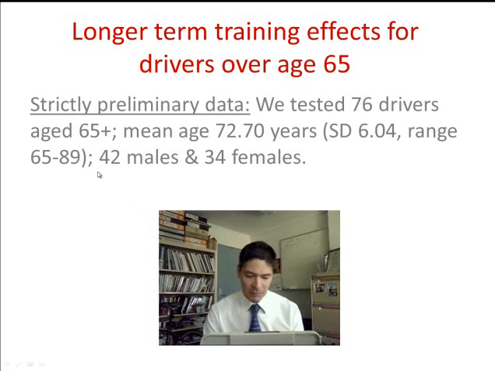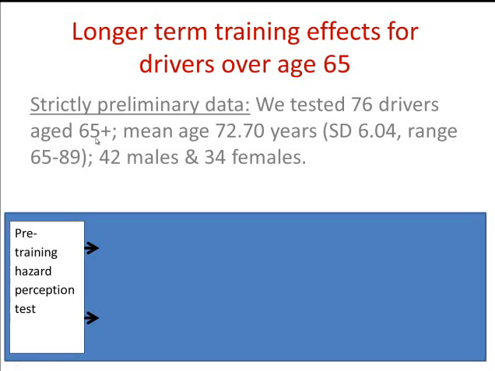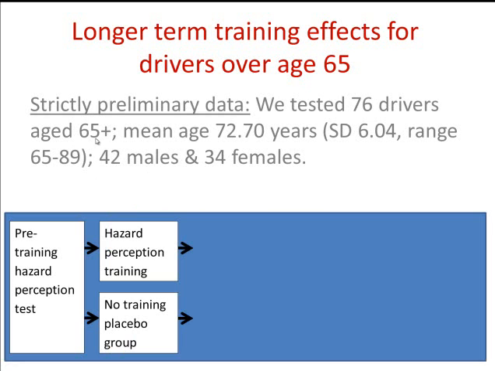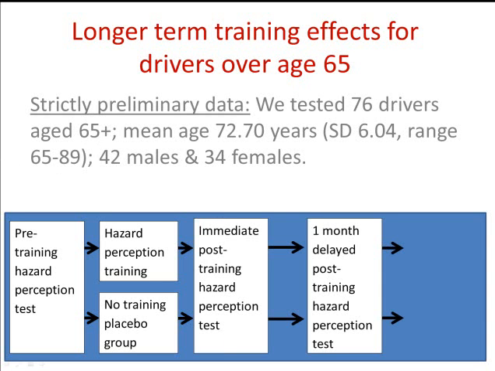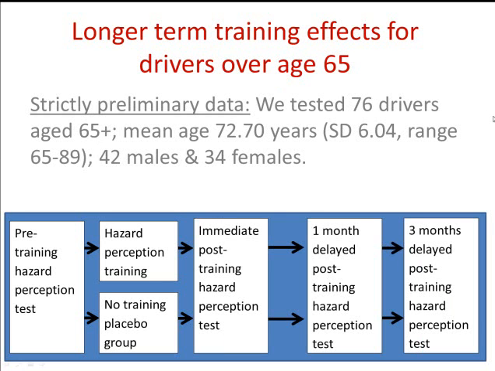Okay, so we've tested 76 drivers aged 65 and over. We give them a pre-training hazard perception test, and then we randomly assign them to training or no training groups as before, and then give them an immediate hazard perception test following this training, and then we bring them back after 1 month and test them again on hazard perception, and then give them a fourth hazard perception test 3 months after the original training.